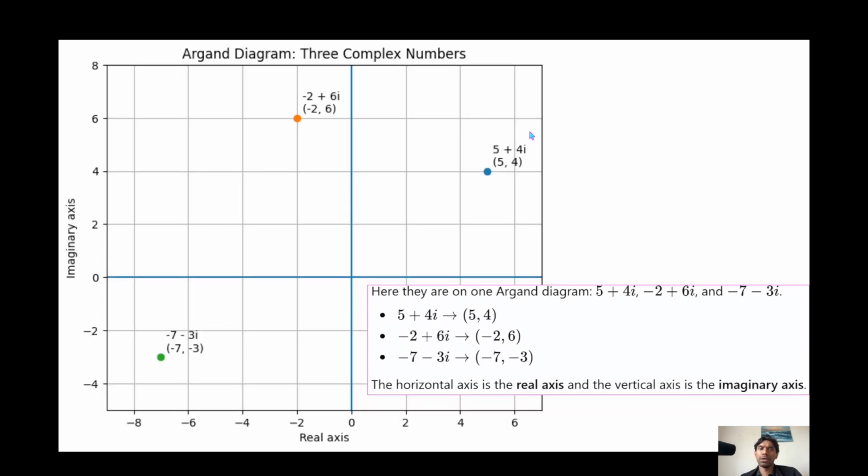Now we have an Argand diagram with 3 complex numbers. So these are plotted on the Argand diagram. The complex numbers that we have are 5 plus 4i, minus 2 plus 6i, and minus 7 minus 3i. So 5 plus 4i will be plotted at (5, 4), 5 for the x-axis and 4 for the y-axis. Minus 2 plus 6i would be here at (minus 2, 6). And then minus 7 minus 3i would be plotted as minus 7 and minus 3 for the y-axis. The horizontal axis again is the real axis and the vertical axis is the imaginary axis.